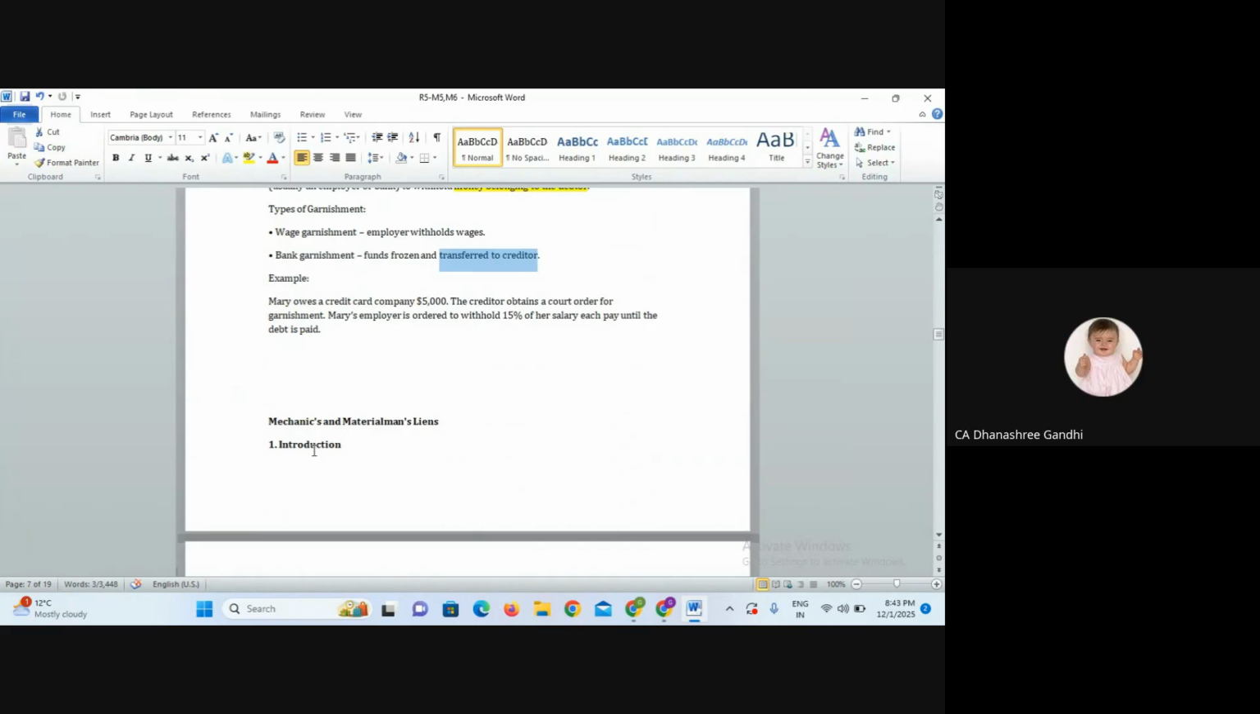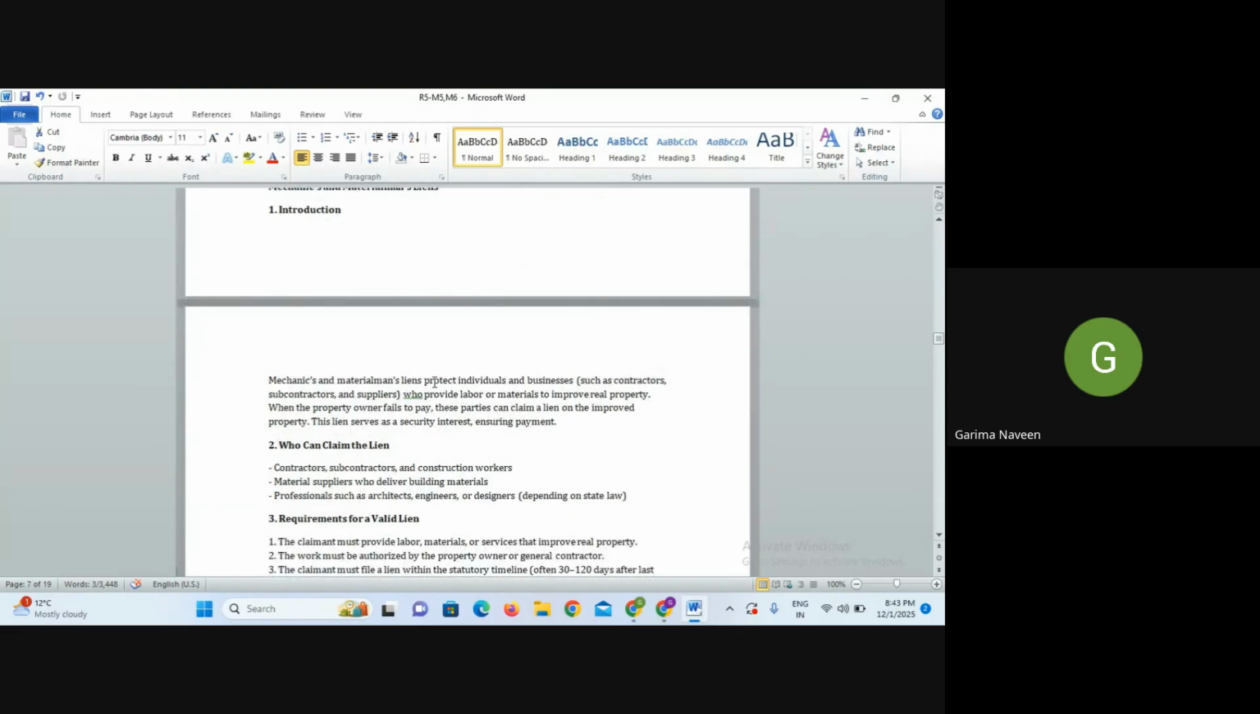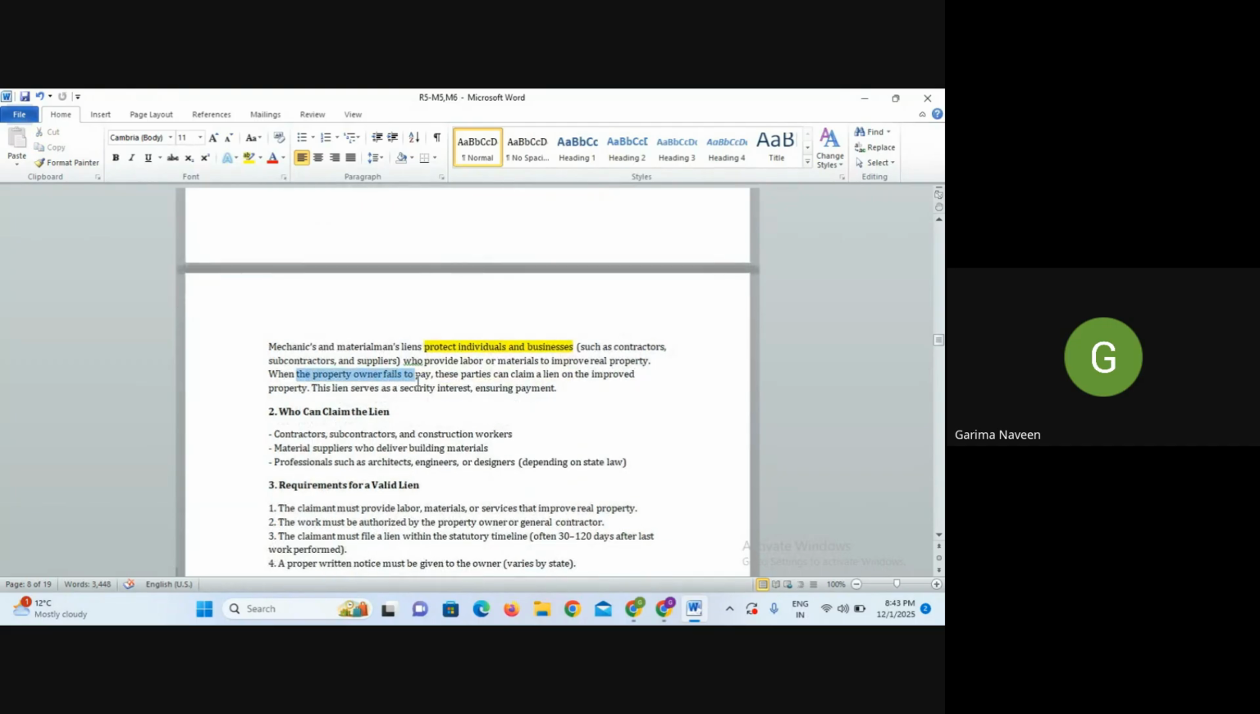Okay, next is mechanics and materialmen's liens. This type of lien basically protects individuals and businesses, such as contractors, subcontractors and suppliers, who provide labor or material to improve the real property. When the property owner fails to pay, these parties can claim a lien on the improved property. This lien serves as a security interest ensuring the payment.